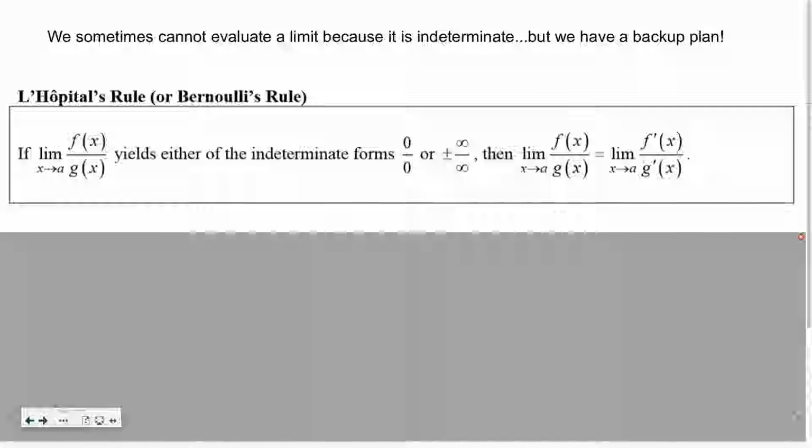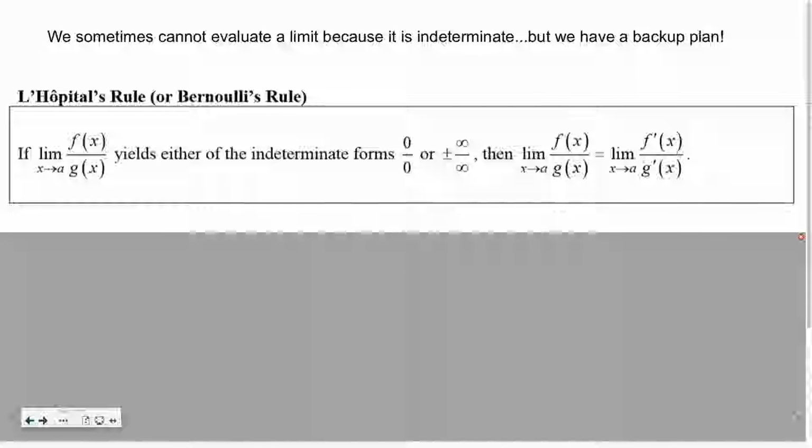Okay, so if we have 0 over 0 or infinity over infinity, notice how this has to be a fraction, okay? And if our fraction limit gives us either one of these indeterminate forms, then we can take the derivative of the numerator separately from the derivative of the denominator, and then take the limit again. And if that's indeterminate, then we can do it again. But we'll get there if we need to.